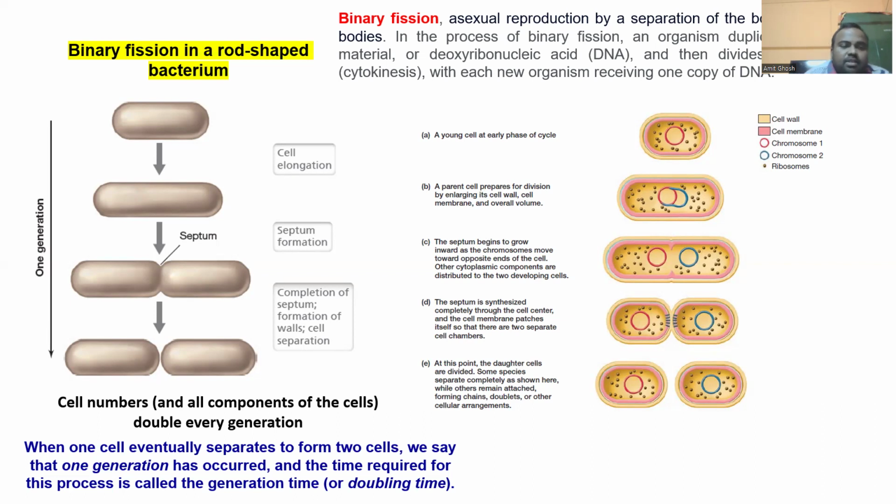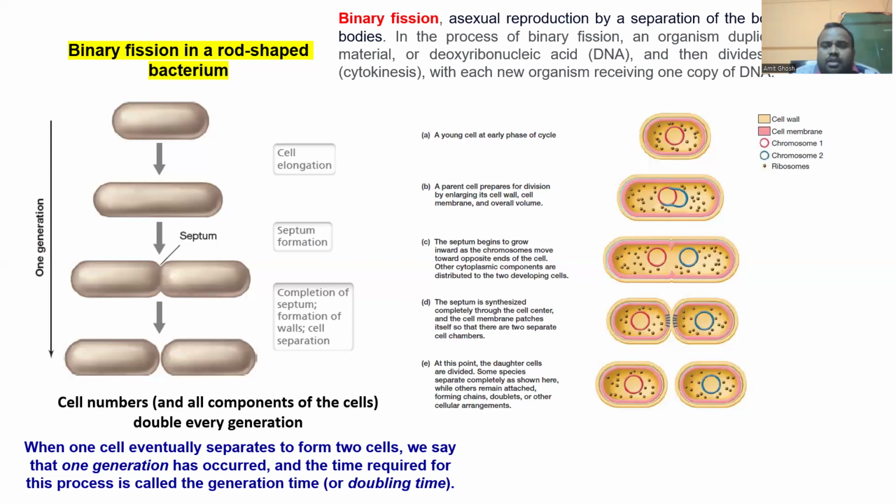If you see the image on the left side, this is binary fission in a rod-shaped bacterium. Here we can see the cell first elongates, and after elongation the septum formation is done, and after the septum formation is completed, the cell divides into two. So when one cell eventually separates to form two cells, we say that one generation has occurred, and the time required for this process is called generation time or doubling time.